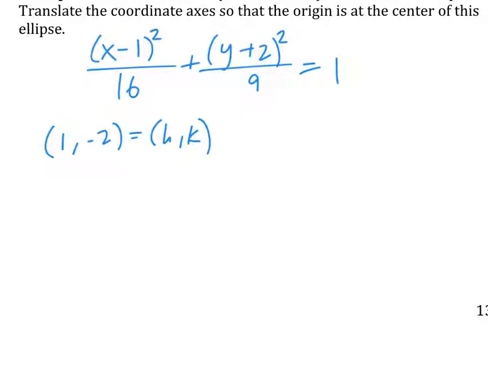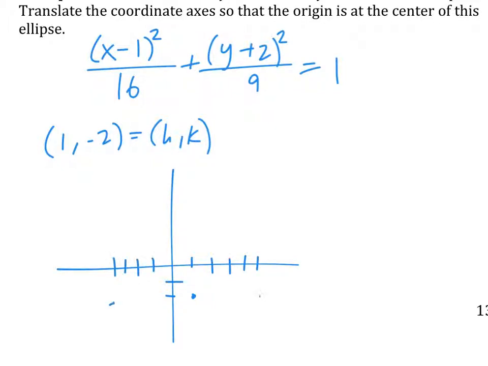All right, so I'm going to graph this. 1, -2. It's going to go 4 to the right, 4 to the left, up 3 and down 3. This question says move the coordinates so that the center goes through the origin. So the center becomes the new origin.